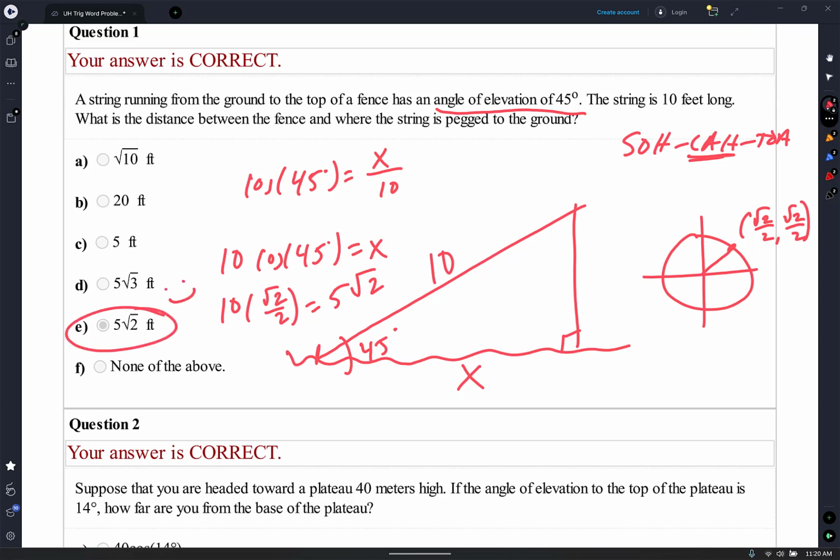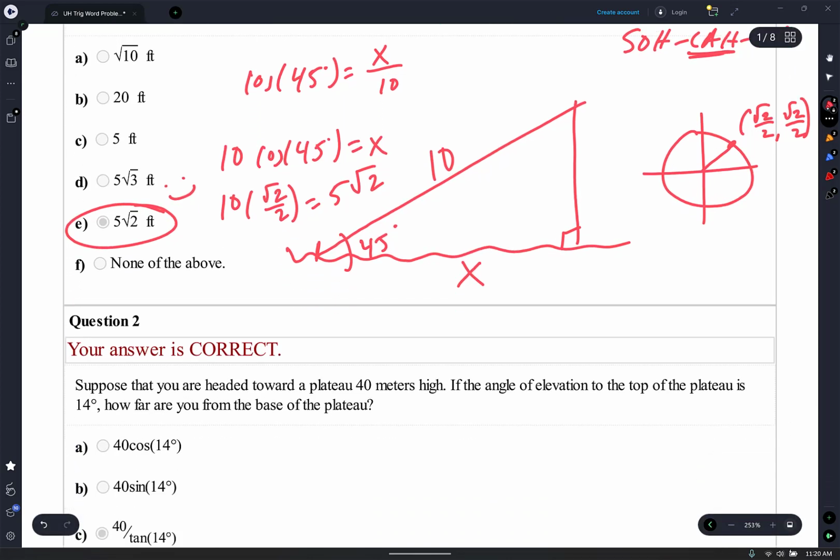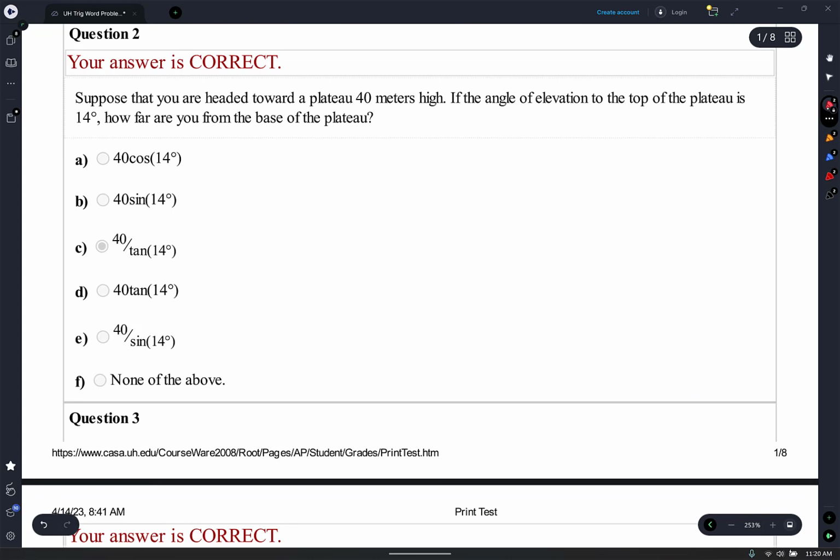Hopefully that made sense. If you need to see it again, guys, please rewind it or pause it. Let's go on to the next one. Suppose that you're headed towards a plateau 40 meters high. If the angle of elevation to the top of the plateau is 14 degrees, how far are you from the base of the plateau? So it's the same thing, guys.